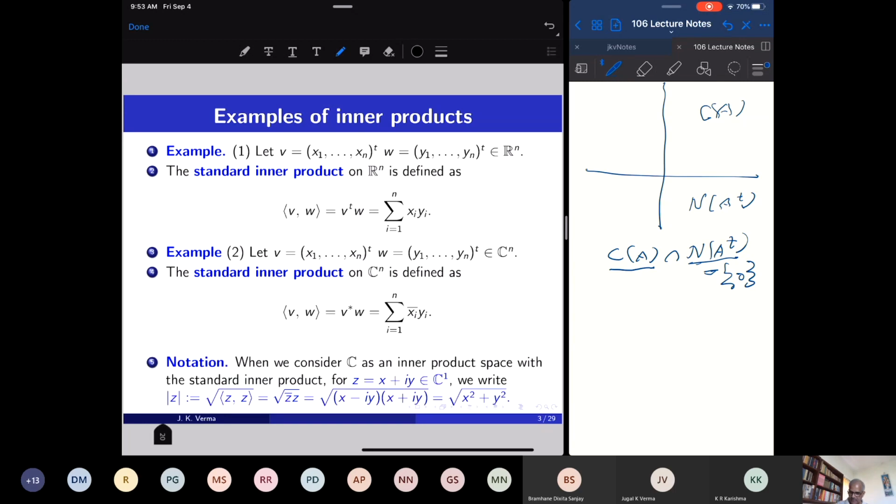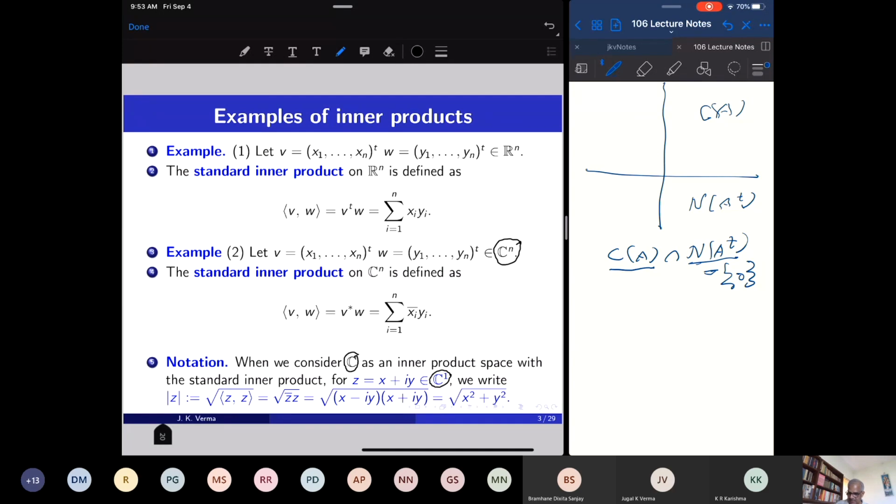Okay. Now let's relate it with what we already know. So in particular, suppose I take n equal to 1, then it is simply the set of complex numbers. The set of complex numbers over itself is a one-dimensional vector space. So suppose z equal to x plus iy. That's an element in C1.